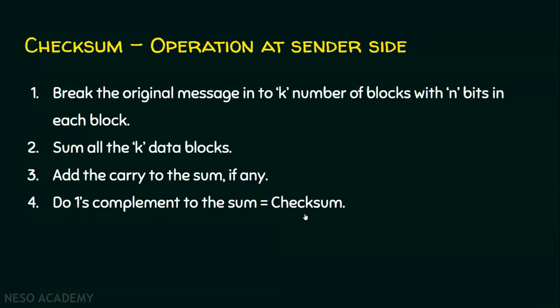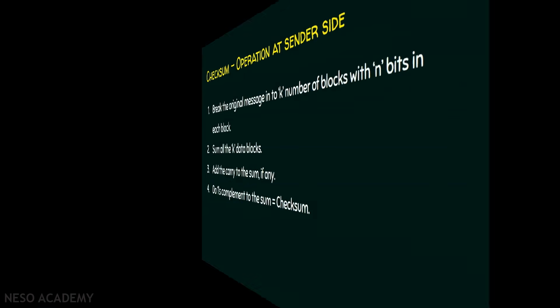So the checksum will also be of n bits. Every block of data is of n bits and the checksum will also be of n bits. So basically the operation at the sender side involves 4 steps, and we have seen all the 4 steps in points. Now let's look at the operation diagrammatically.